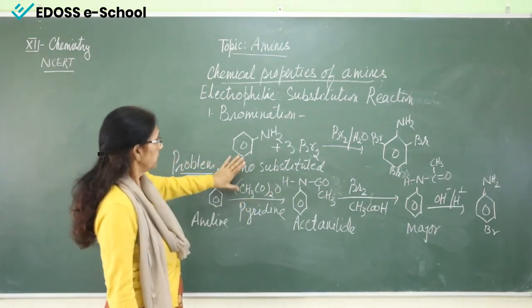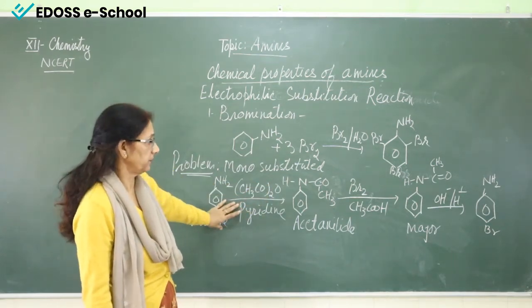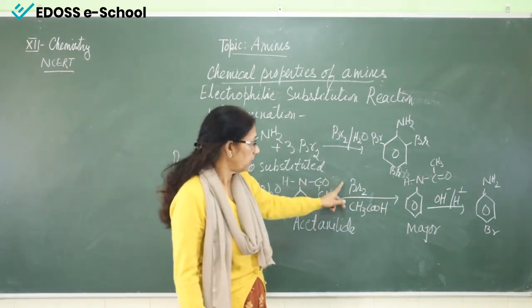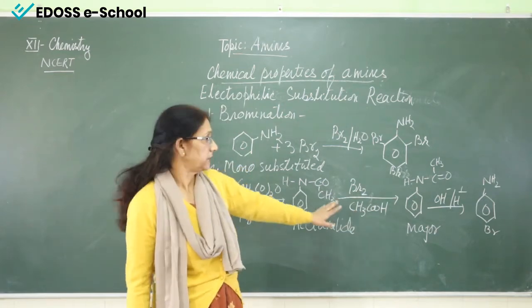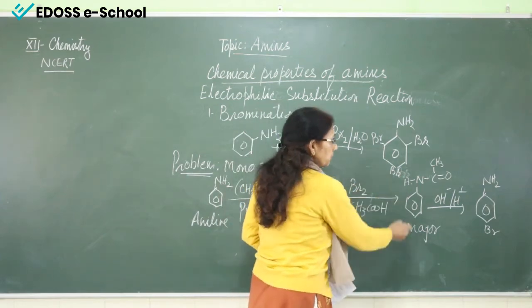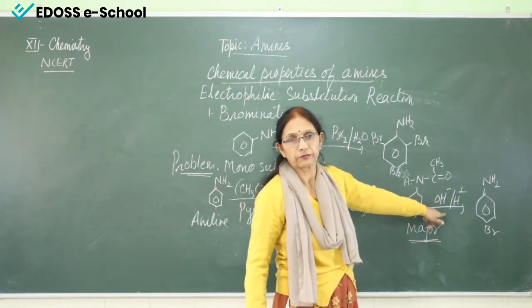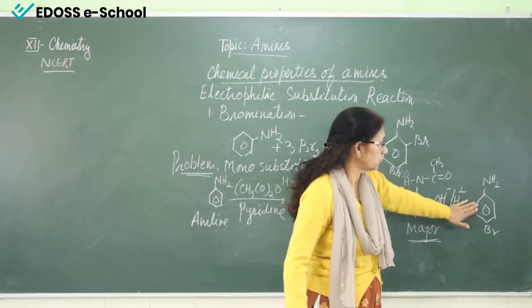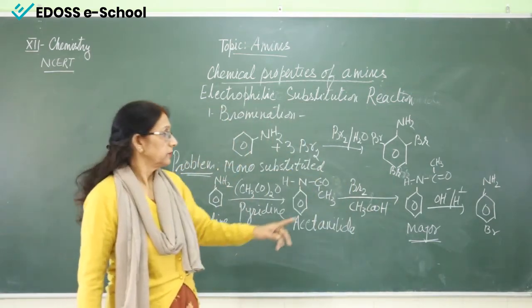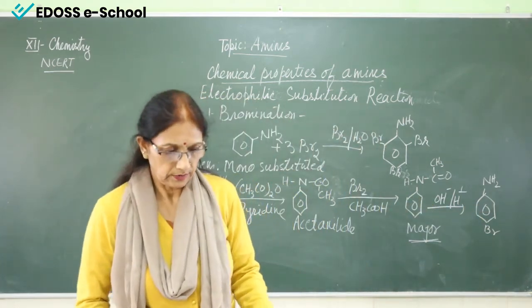So what we are doing? First, this aniline is reacted with acetic anhydride in the presence of pyridine. We are getting this intermediate product. Then on bromination in the presence of acetic acid, we are getting this intermediate product in major amount. And then on hydrolysis, we are getting the mono substituted compound. So in this way, we can get the para directing, mono substituted compound.